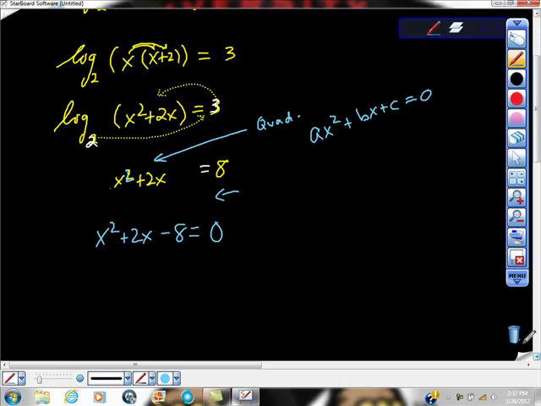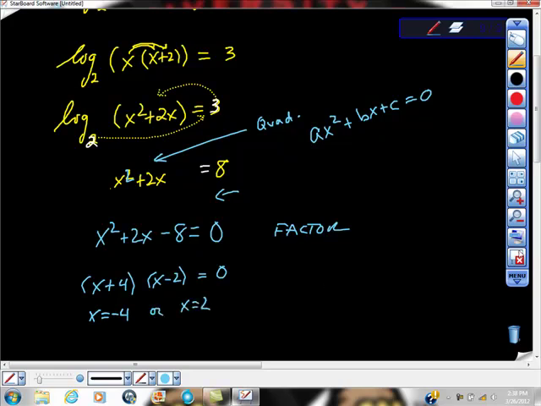I'm just going to keep moving, just do our algebra here. We're going to factor this. When we factor this, we get (x plus 4) times (x minus 2) is equal to 0. Solve this, and x is equal to negative 4, or x is equal to 2.